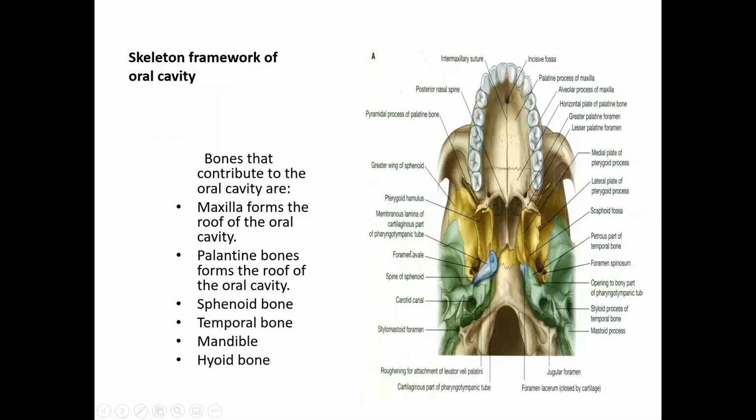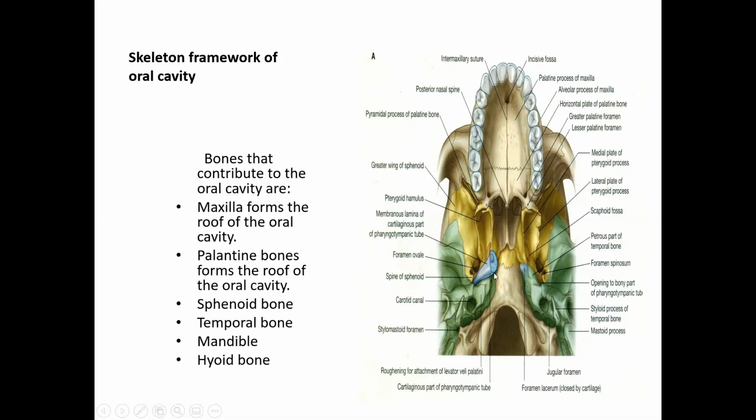Now the skeletal framework of the oral cavity. The bones that contribute to the skeletal framework of the oral cavity include the maxilla and the palatine bones. We have the sphenoid bone as well, with the medial and lateral pterygoid plates of the sphenoid bone. We have the temporal bone as well. And then we have the mandible, which also contributes to the formation of the oral cavity, because the lower jaw is bounded by the mandible.